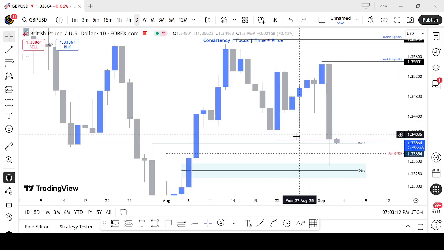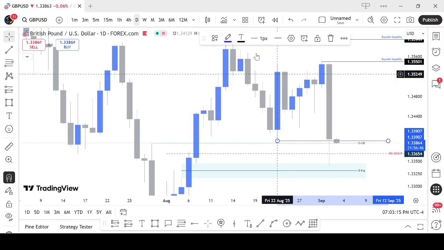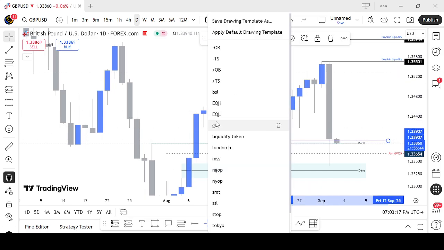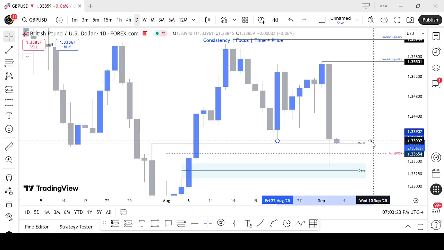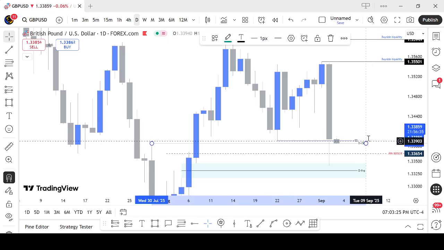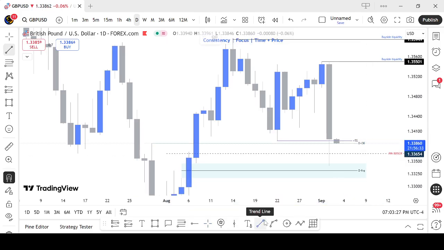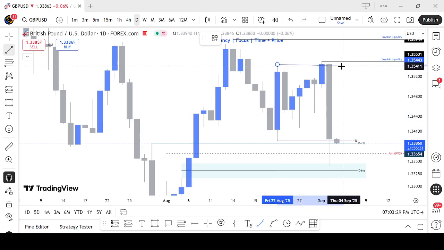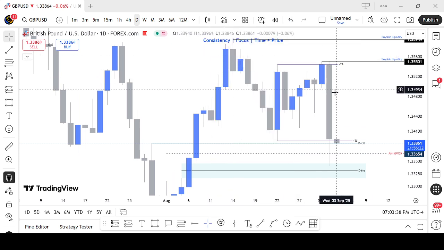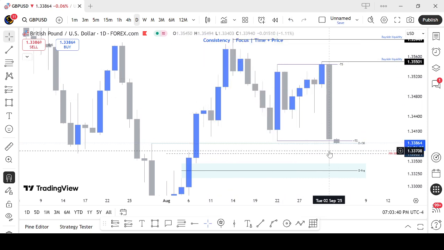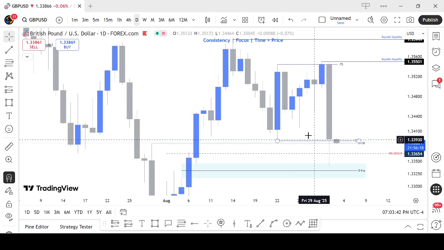This is a candle turtle soup. This is supposed to be a plus TS, which is positive TS. If we sweep it, we're supposed to see price go higher. Then this is our negative TS. If we take it, we are supposed to see price come lower. Now exactly what happened, we swept this and we came lower. Look what we have here.